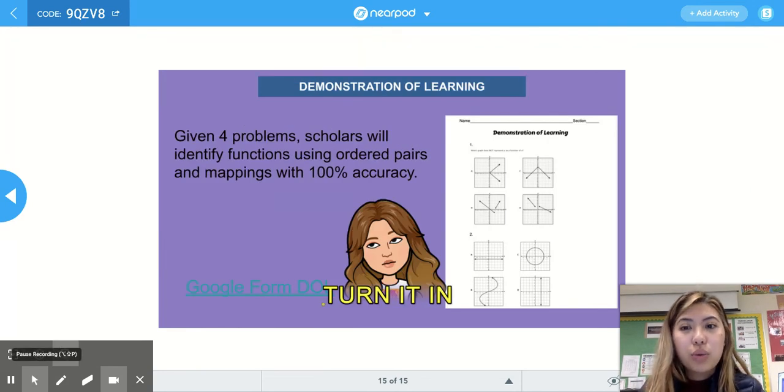Now you all will have to do your DOL. It's 4 problems in Google Forms.